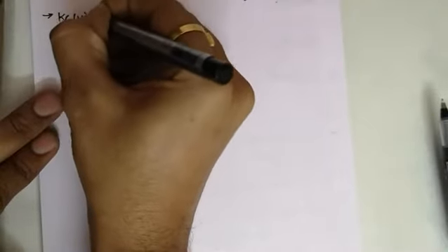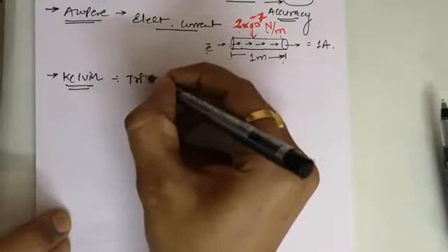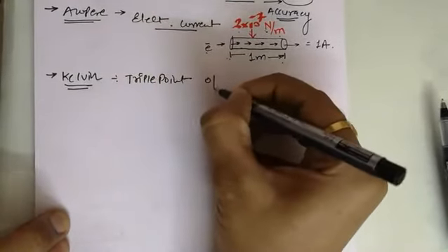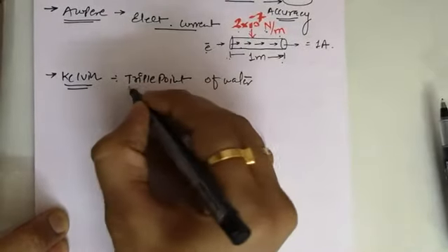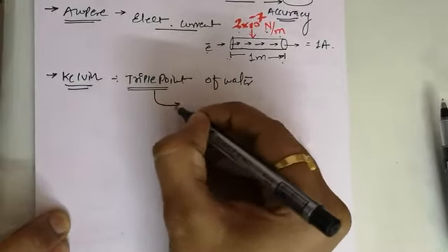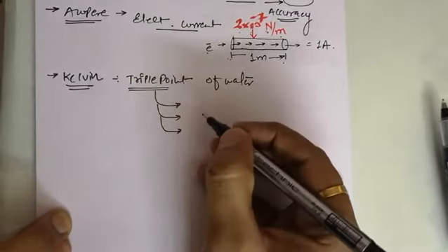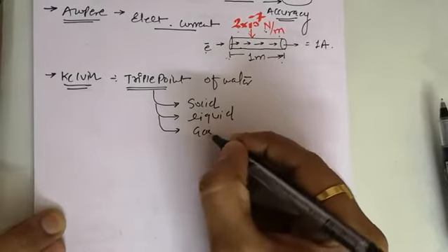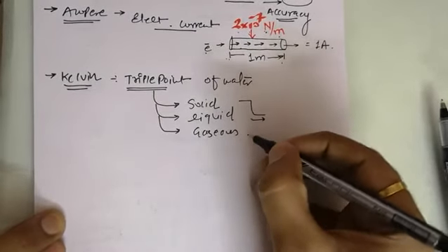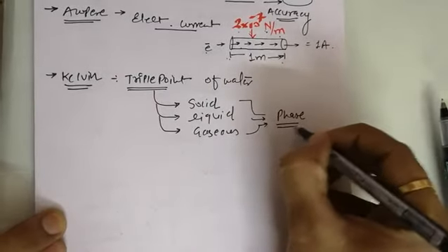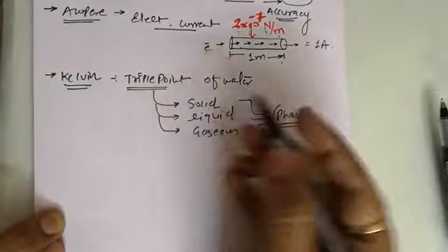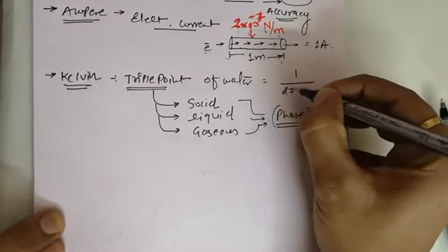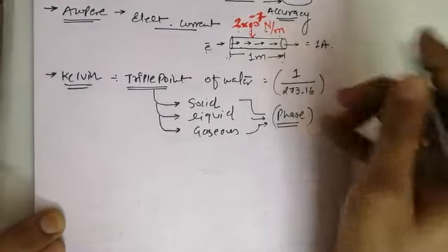Next one is called Kelvin. Let's say it is represented for the triple point of water. You may have heard the name triple point. What is the meaning of a triple point? This is the condition, or the phase, when solid, liquid and gas, all three phases, exist at the same time. It is called the triple point of water, and 1 divided by 273.16 of it is called our Kelvin temperature.